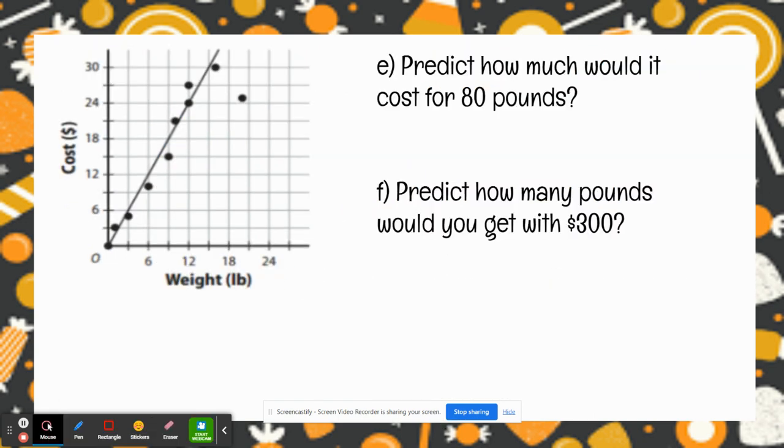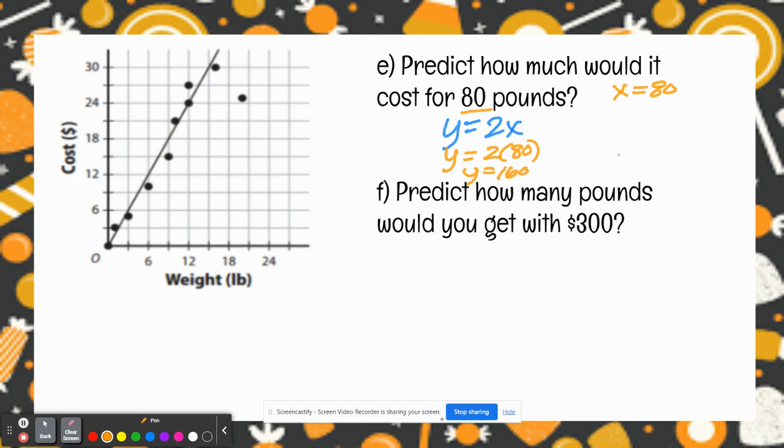Predict how much it would cost for 80 pounds. Remember, we already had our equation, which is y equals 2x. In this scenario, it says 80 pounds. Pounds is x, so we're going to say 2 times 80. So y is 160. My answer would be about $160.